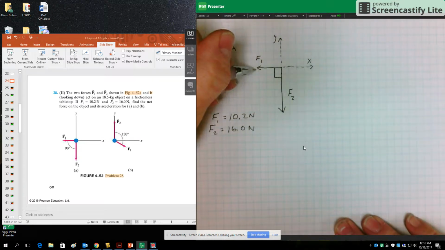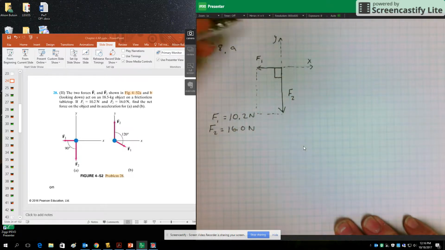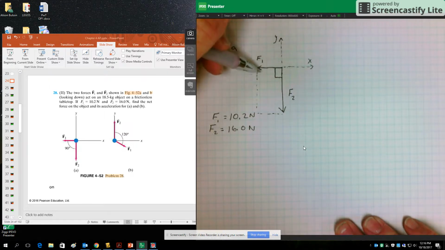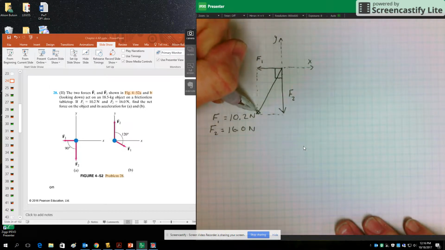These two forces can be added using the tip-to-tail method or using the parallelogram rule method, where the two forces form adjacent sides of a parallelogram, in this case of a rectangle. The sum of the two forces is the diagonal of that rectangle.